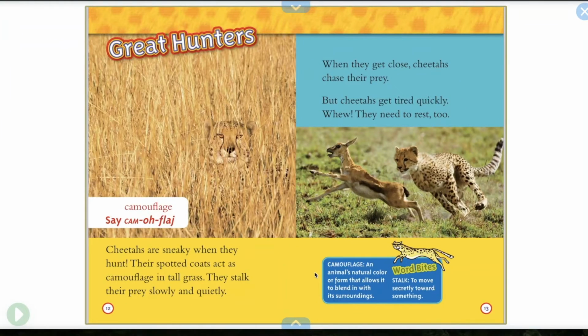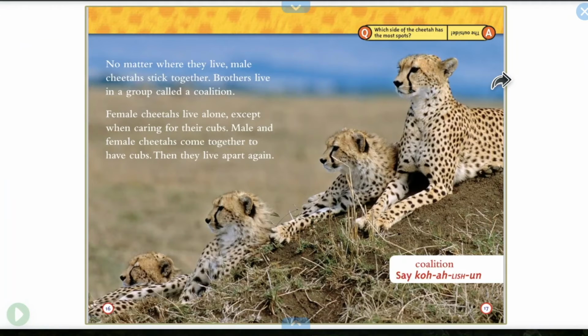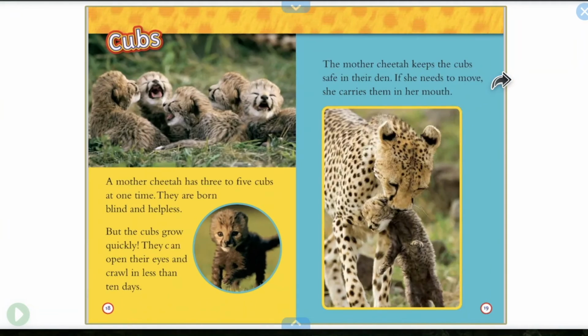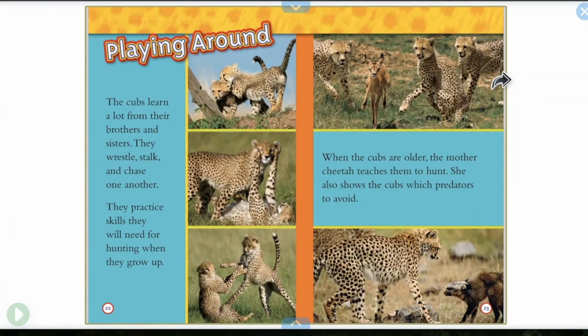Now down here, they have another one of those word bites where they've defined the word camouflage and the word stalk. So if I didn't know what those words mean, how about illustrations, right? Or photographs. Those are just gorgeous, and facts right on top of them. More jokes, more facts, more word bites.